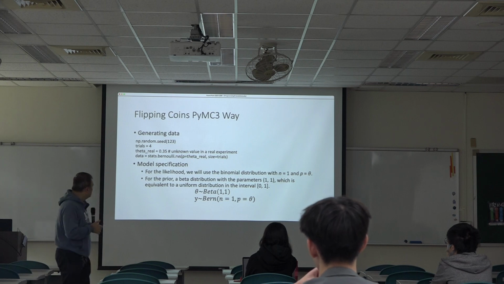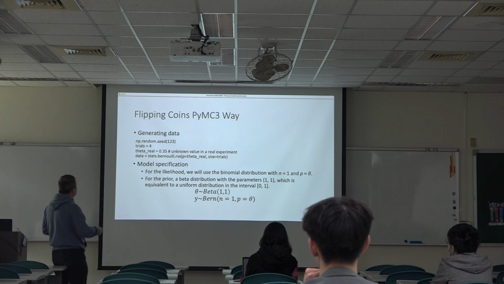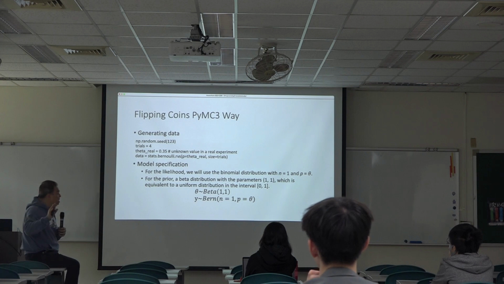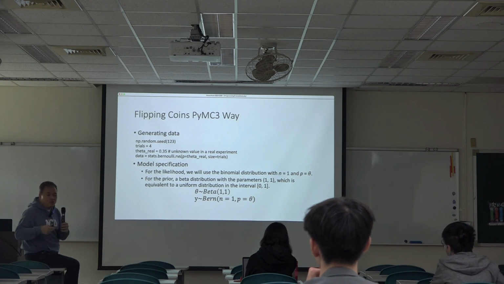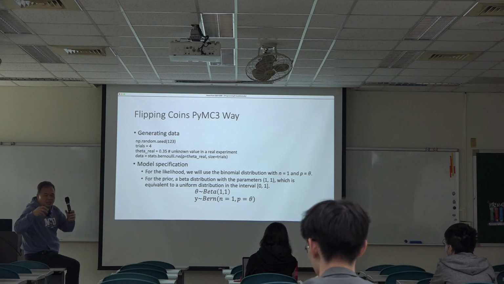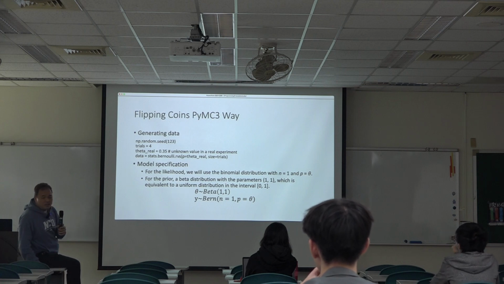Now first we set a random seed, trials equal to 4, so theta real is 0.35. This is the real theta value, which is supposed to be unknown. But we define it here so that we can generate the data based on this real theta value and see if the analysis result matches this real theta well enough or not.